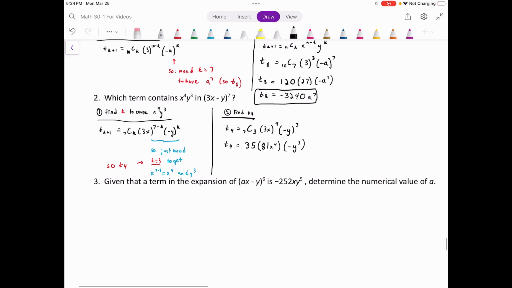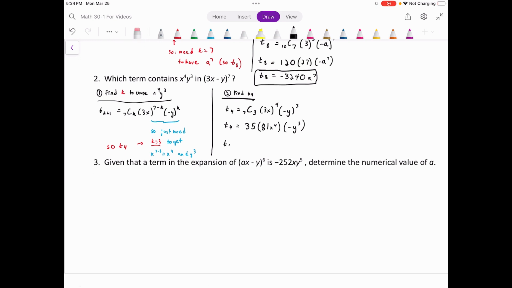Okay, and now we're really getting there. We just got to multiply all those coefficients together to simplify. So we got to do 35 times 81 times negative 1. That gives us negative 2,835. And then we've got this x to the 4th and this y cubed. Okay, and there we go. That's what we wanted. We wanted x to the fourth y cubed.